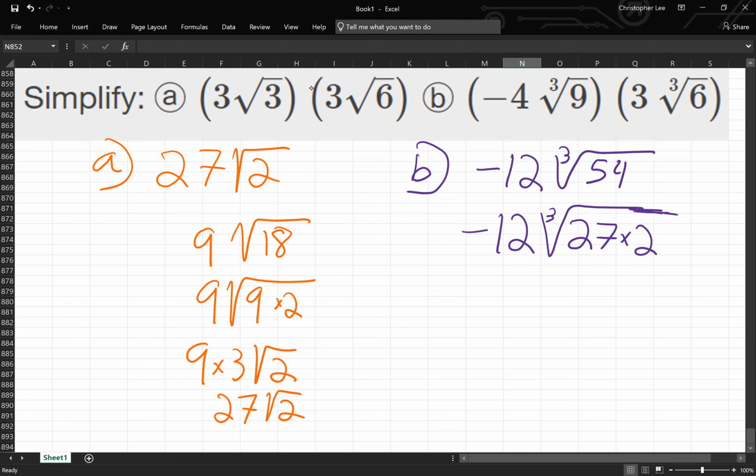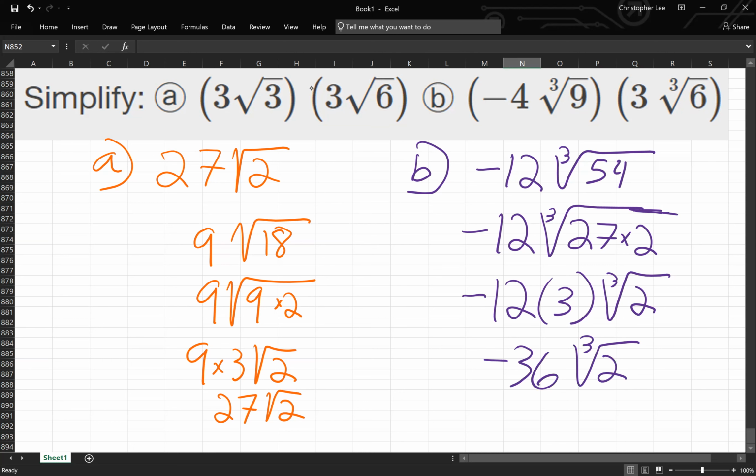And then the cube root of 27 is 3, right? And then cube root of 2. And then 3 times 12, negative 36, cube root of 2. Hmm. 9 and 3 for the perfect cube.